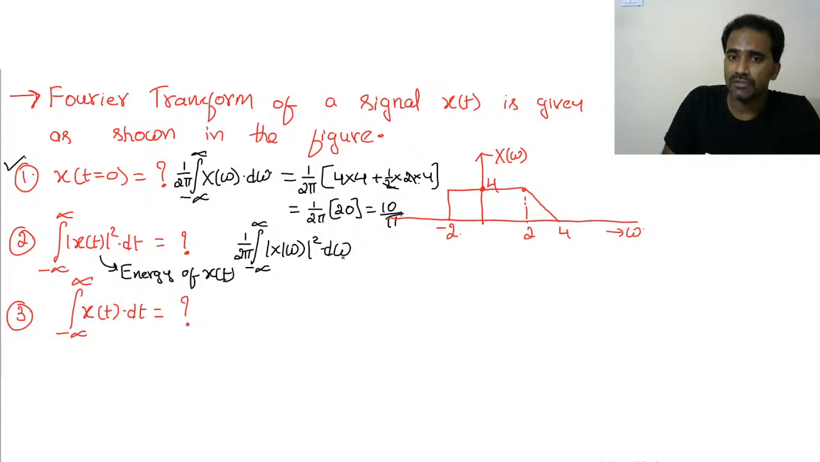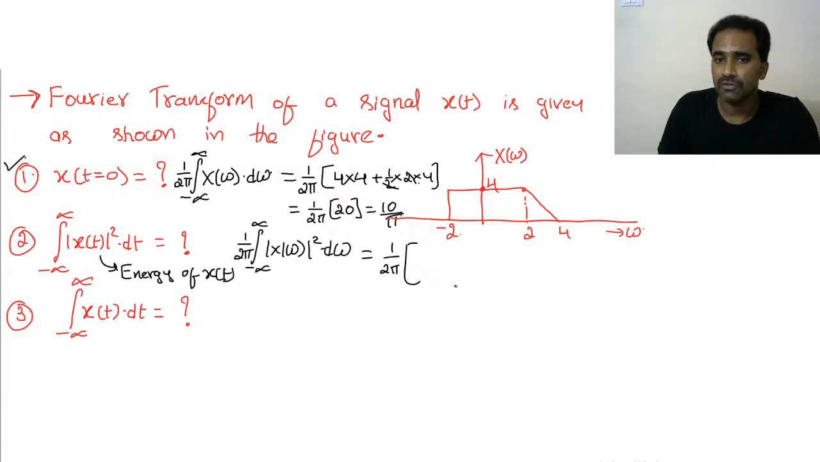Whenever you are dealing in terms of omega, there is a 1 by 2 pi factor. So this is 1 by 2 pi into the integration of the square of this signal. If you want the area of the square of this signal, this part is easy actually. Let me plot the squared version of this. If you square it, 4 square becomes 16, from minus 2 to plus 2, the height becomes 16.